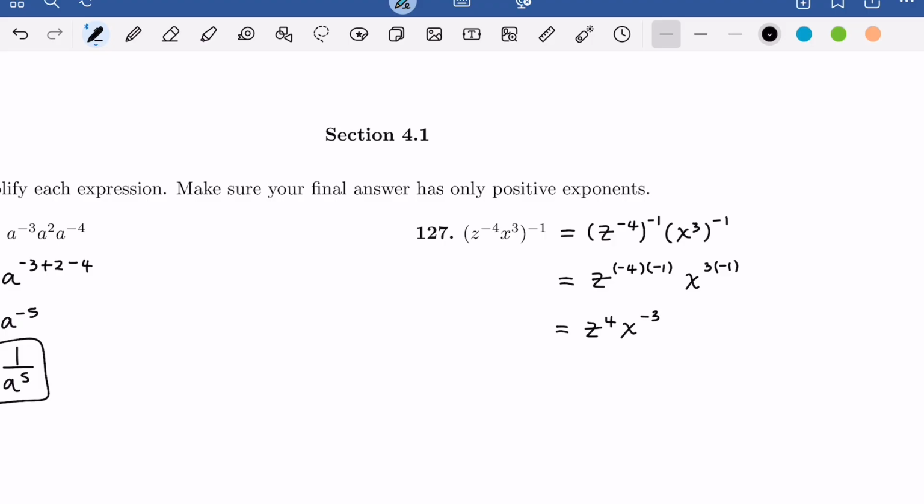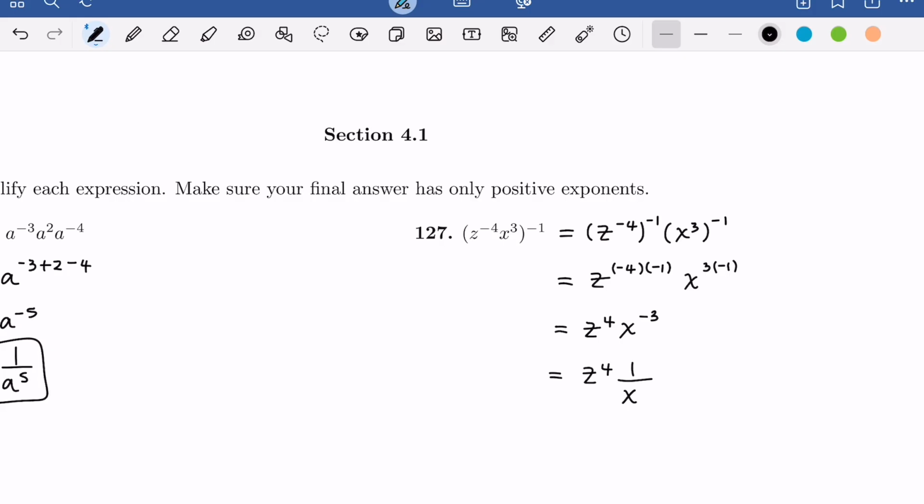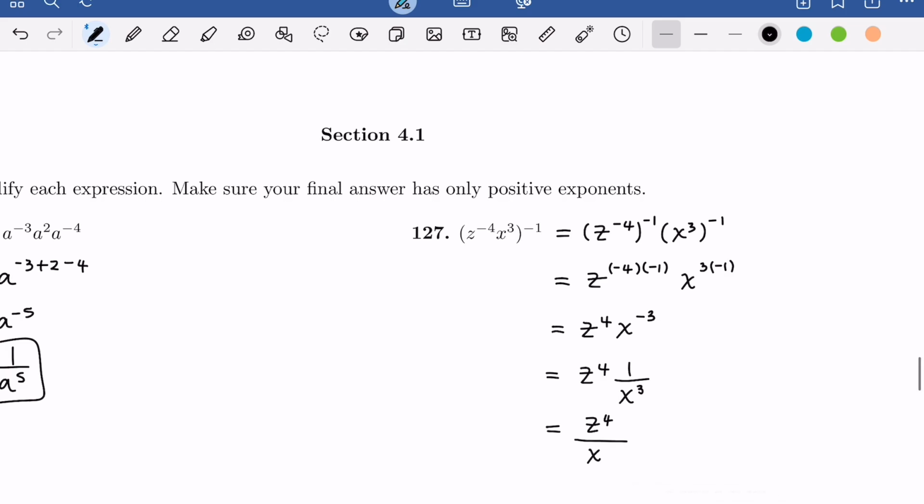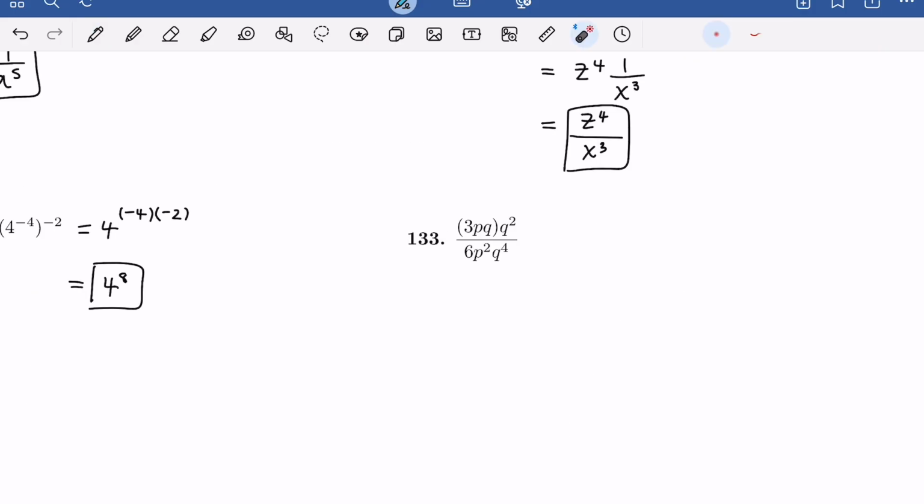And then lastly, we don't want negative exponents. So we're going to have z raised to the fourth power times 1 over x cubed, which is going to be the same thing as z raised to the fourth over x cubed. So this would be our final answer.